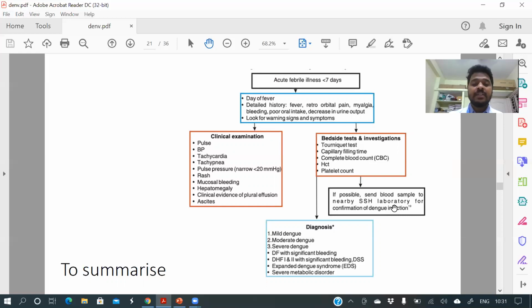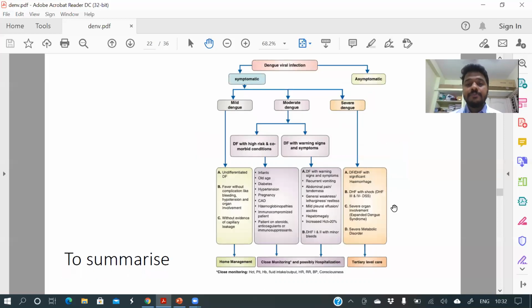All these 4 things come under severe dengue. Whereas moderate dengue is dengue with warning signs or dengue with comorbidities. Comorbidities are like infants, aged people more than 60, diabetes mellitus, hypertension, immunodeficient people, and patients who are on steroid therapy. Those patients come under dengue with comorbidities. So dengue with comorbidities and dengue with warning signs come under moderate dengue.